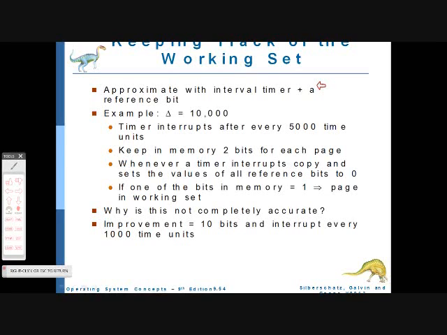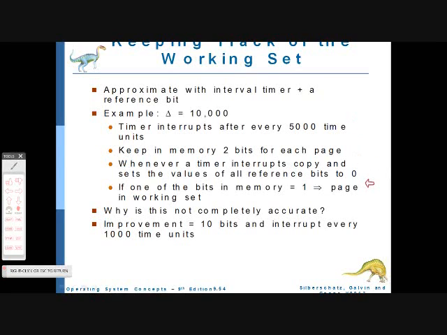If the reference bit is set to 1, then it was modified or written. If it was set to 0, then it is not modified. So if the timer interrupts after every 5,000 time units, what the operating system does is it keeps in memory 2 bits for each page. Whenever a timer interrupts, copy and set the values of all reference bits to 0.